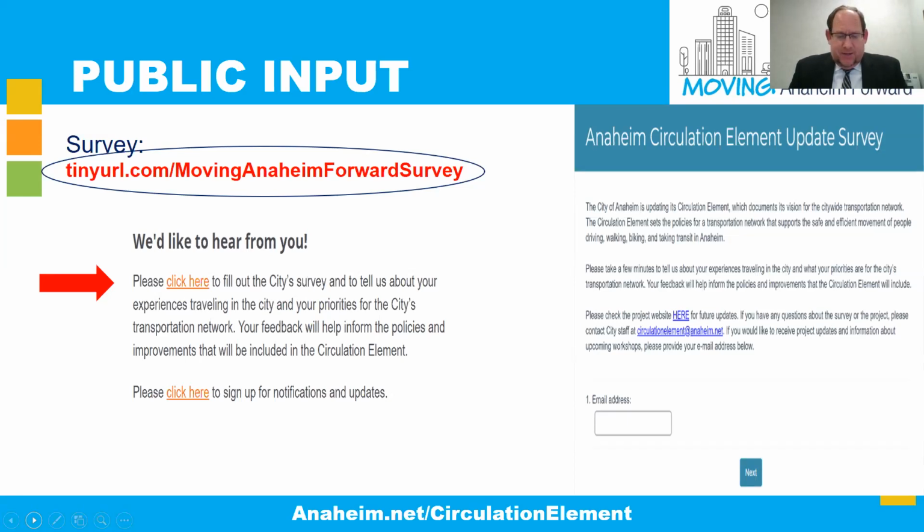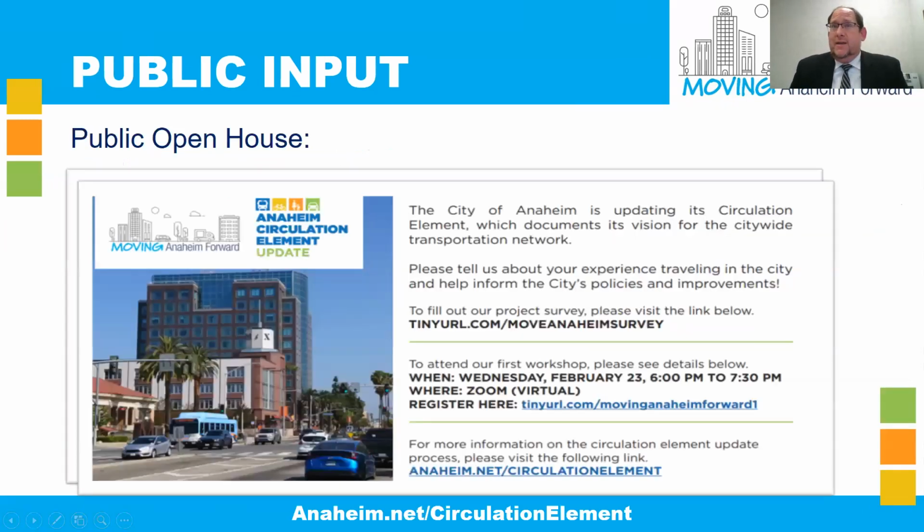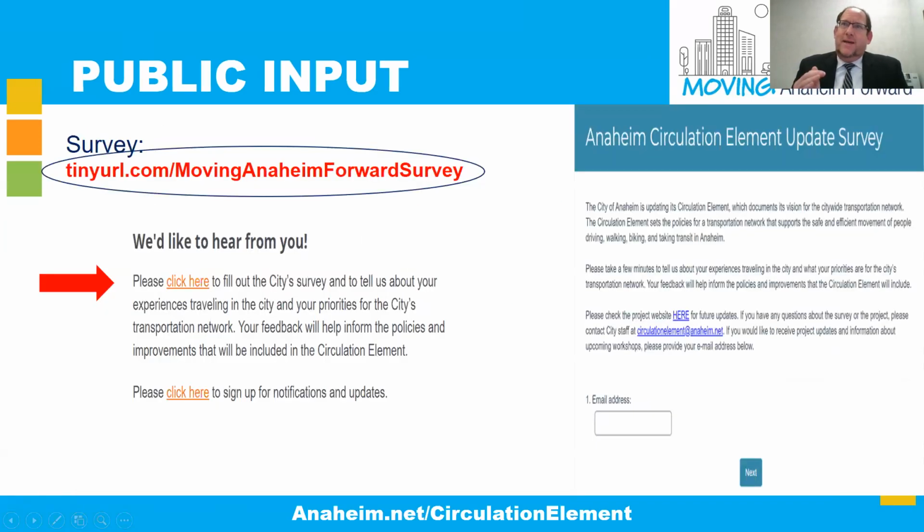This survey is currently live, and you can access it again from the link here, or you can also access it from our webpage. So if you go to the anaheim.net/circulationelement webpage shown here at the bottom of this slide, and you scroll down to "we would like to hear from you," and then, oh, sorry, go back. And then if you click on "please click here," it will pull up the survey, which is the first page of the survey shown here on the right-hand side of the slide.